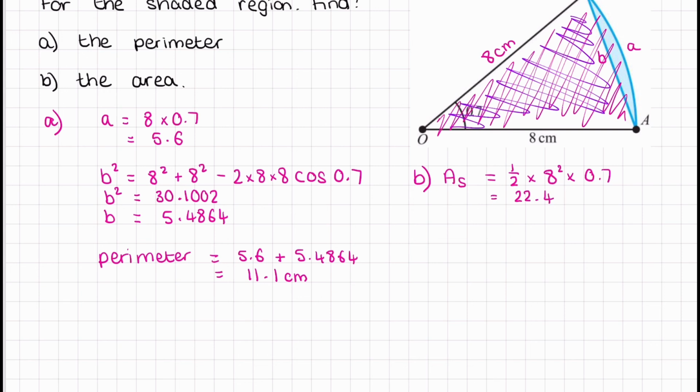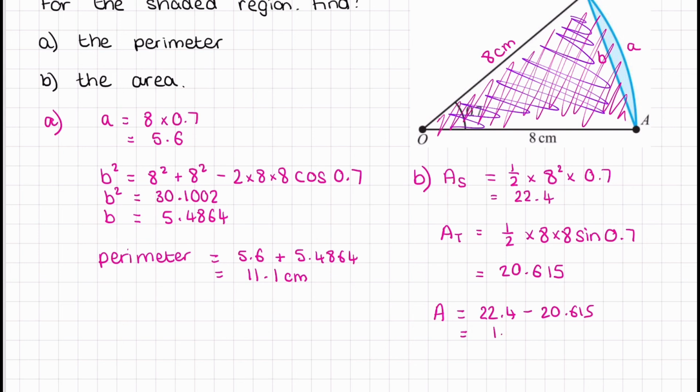Then the area of the triangle, we use the sine rule, so we'll have 1/2 times a times b, and then sine of this angle in between them, which is 0.7. And that will give an answer of 20.615. And so then the area of the little blue shaded region will be those taken away from each other. So 22.4 minus 20.615, which gives us 1.79 centimeters squared for our area.